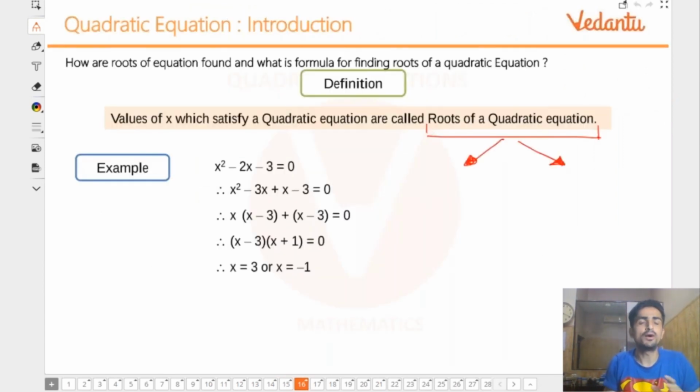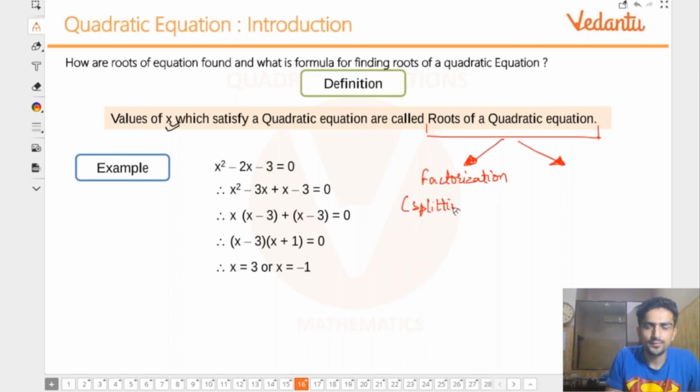Now, definition of roots of a quadratic equation. We know that the values of x which satisfy a quadratic equation are called roots of the quadratic equation. Nothing at all a big deal. We have also done in 10th class that we can find roots by two methods. One is factorization, which we do by splitting the middle term. And one is by formula.